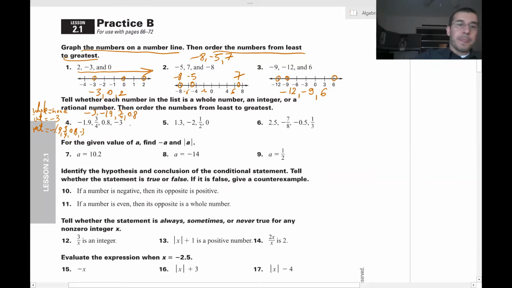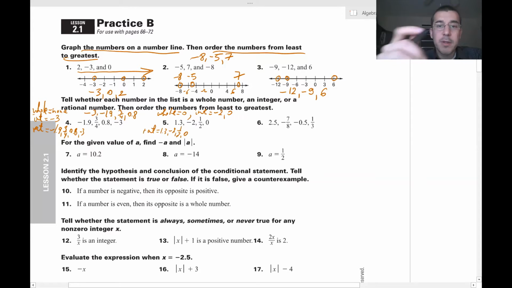Okay, number 5, whole numbers. We have just 0. Then integers, we have -2 and 0. And rational numbers, all 4. 1.3, -2, 1/2, and 0. If you have to order the numbers from least to greatest, it's going to be -2, and then 0, and then 1/2 is 0.5, so that comes first, and then 1.3.